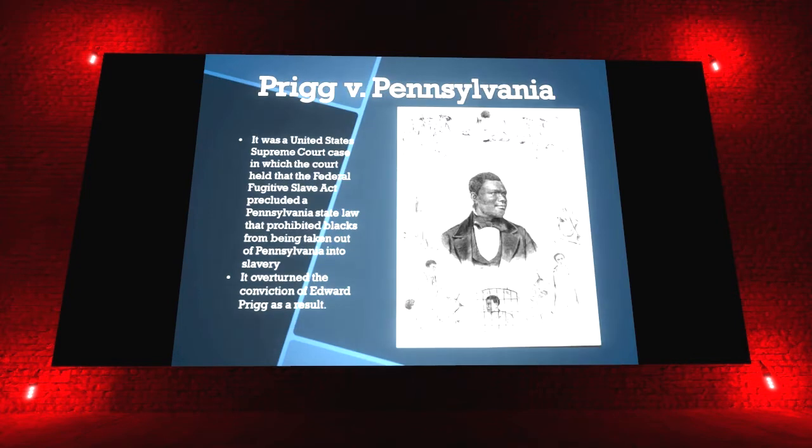Prigg versus Pennsylvania was a Supreme Court case in which Edward Prigg fought for the right to be free due to the fact that he was able to escape to a free state. Now, the South looked to the court to resolve the issue of escaped slaves into the free states, but instead they undercut the Fugitive Slave Act and followed the Pennsylvania law which prevented blacks to be returned to slavery. This, in turn, overturned Edward Prigg's conviction. Now, this created distrust within the South and the national government because the South wanted the national government to help them, but instead the national government did not help them.